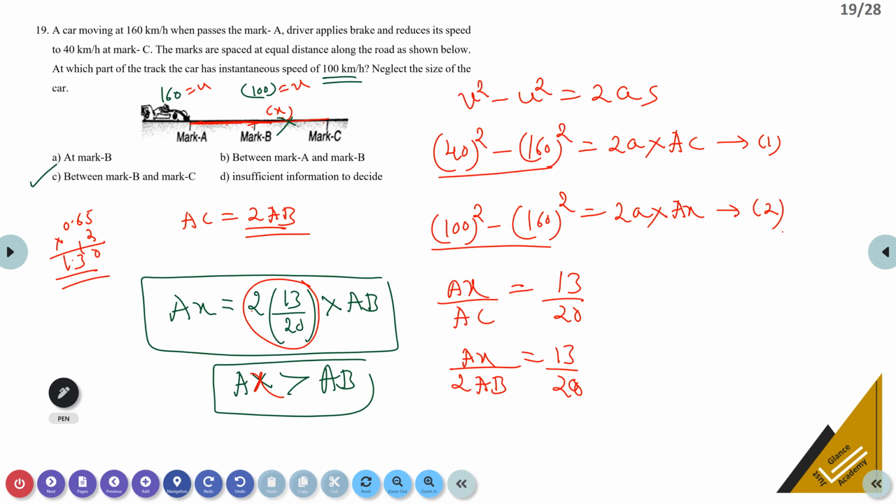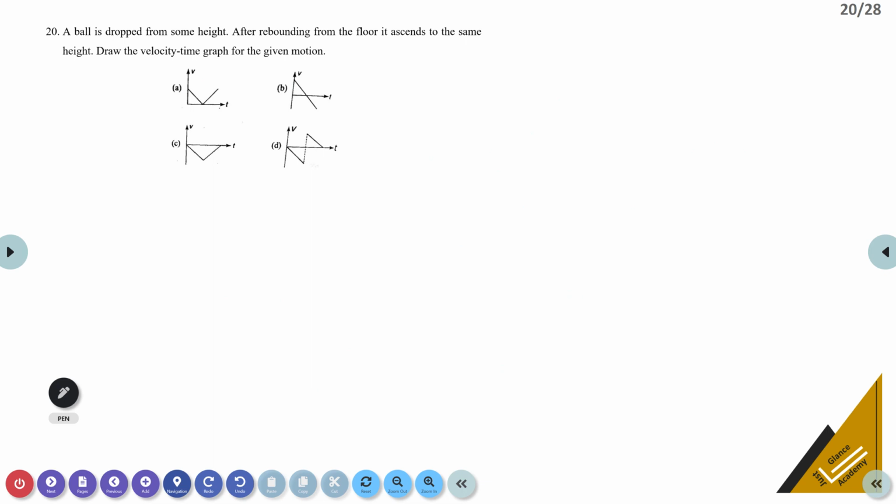Okay, next. Question 20. A ball is dropped from some height. After rebounding from the floor, it ascends to the same height. When the ball is dropped freely, initial velocity is equal to what? 0. And here the final velocity is v.